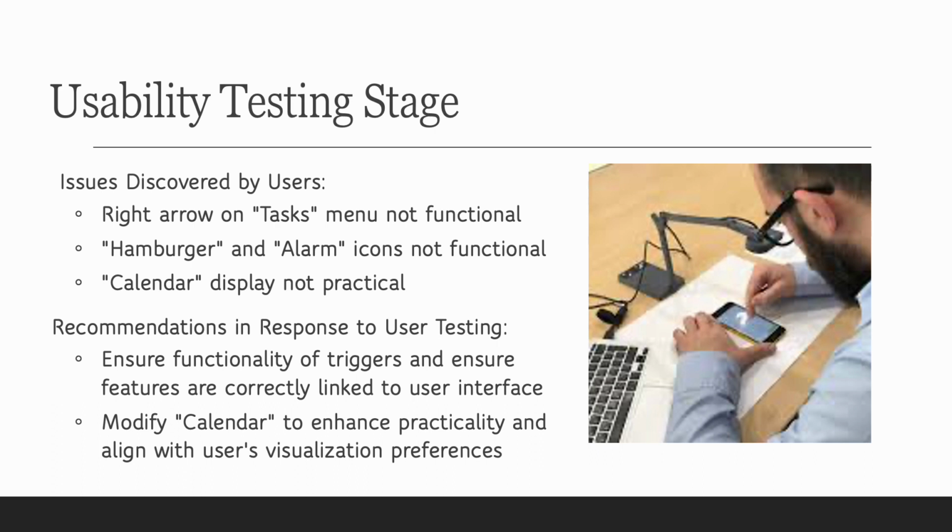The following changes were recommended in response to the problems discovered during user testing. Ensure proper functionality on the task menu tab and ensure that functions associated with triggers are correctly linked to the user interface. Revise the calendar to improve practicality and user visualization. Lastly, identify essential and non-essential content in the interface.